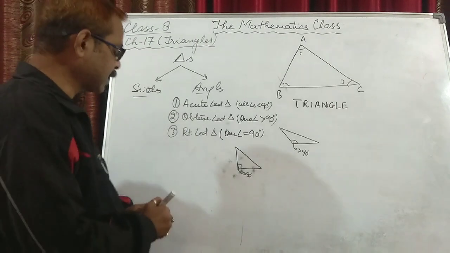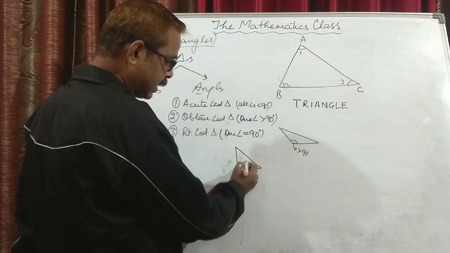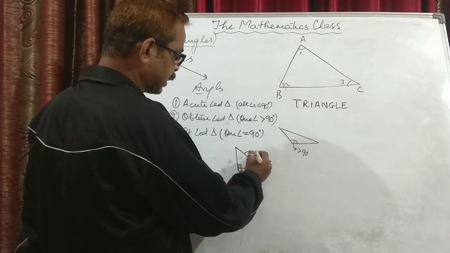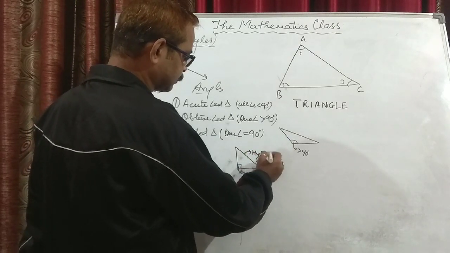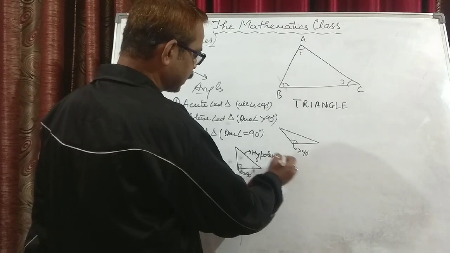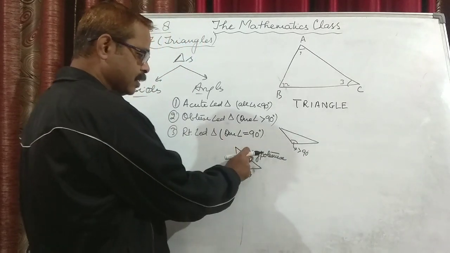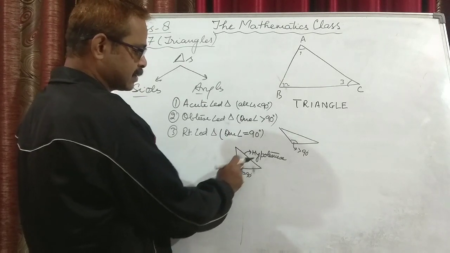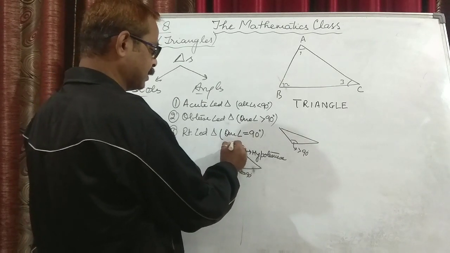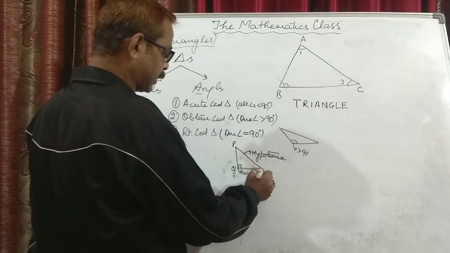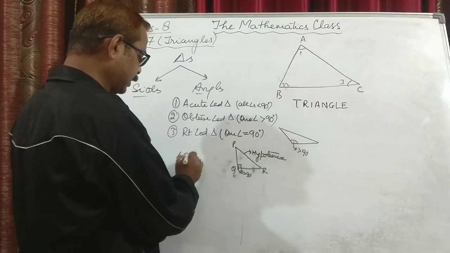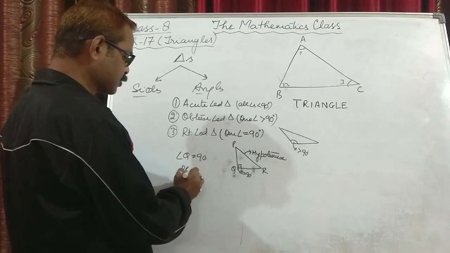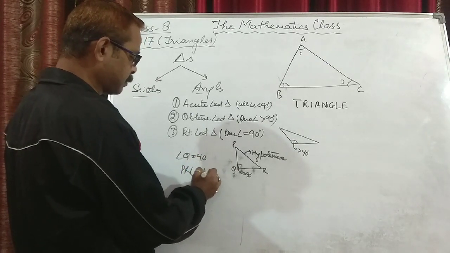One more thing, in the right angle triangle, the side which is opposite to 90 degree is always known as hypotenuse. Side which is opposite to 90 degree. You can see this angle is 90 degree and the triangle, let us say, PQR. Angle Q is 90 degree and the side opposite to angle Q is PR. So PR will be the hypotenuse.